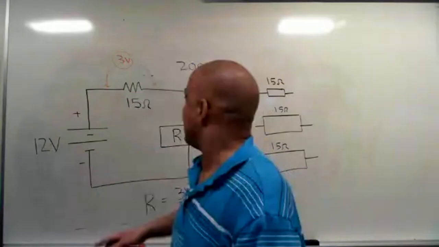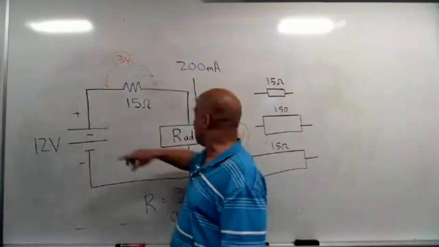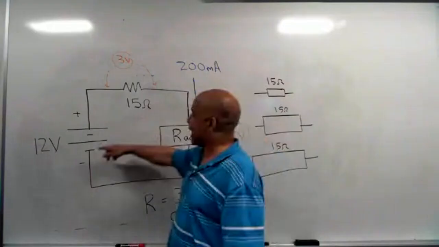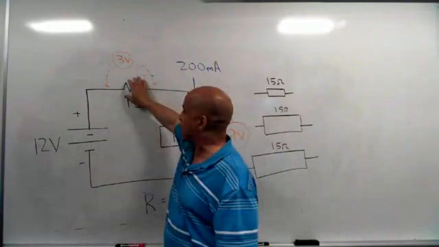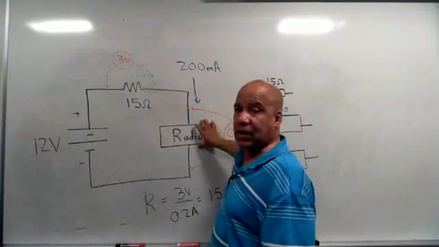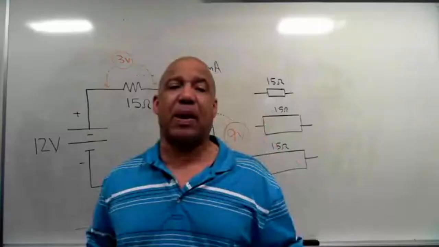And so when you hook this up, you'll get your voltage drop of 3 volts here, 9 over here, and the 9 and the 3 got to add up to 12. But also, when you put your hand on here, it's going to get warm. When you put your hand on here, the radio is going to get warm because it has resistance too.